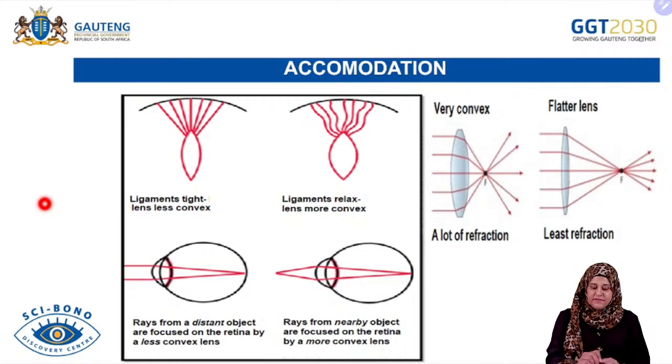For near vision, remember the shape of the lens of our eye is convex, right? So when we are focusing on near and distant vision, you need to know that the lens becomes less convex or more convex. I'm going to try and get onto my previous slide.